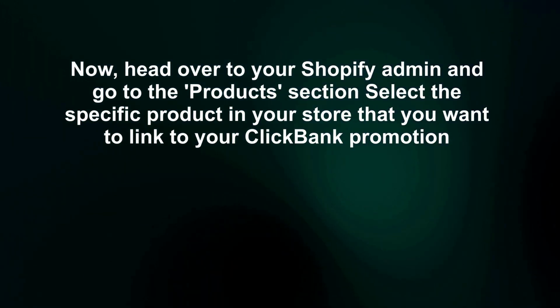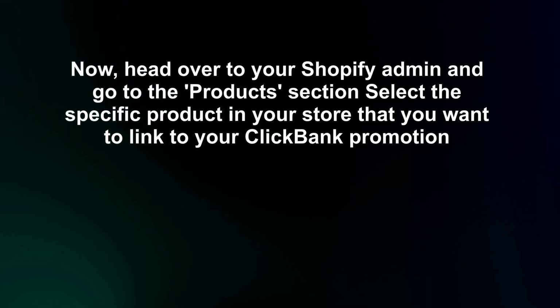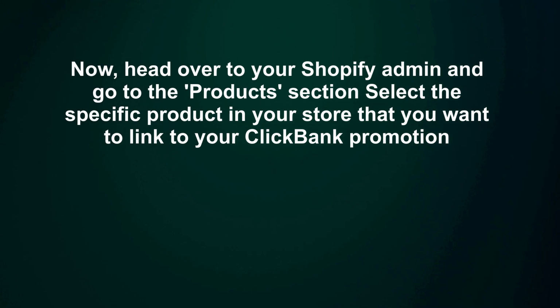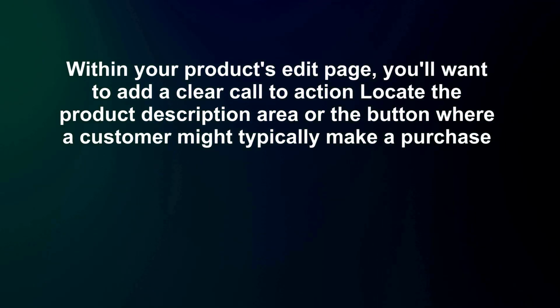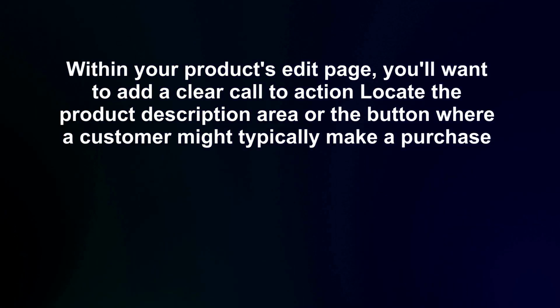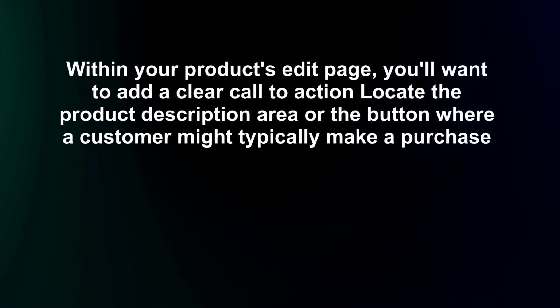Now, head over to your Shopify admin and go to the Products section. Select the specific product in your store that you want to link to your Clickbank promotion. Within your Products Edit page, you'll want to add a clear call to action. Locate the product description area or the button where a customer might typically make a purchase.